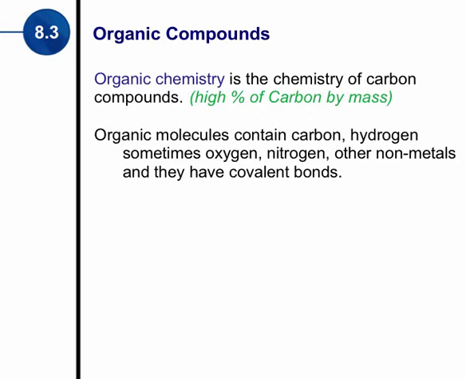We're going to refine this definition a little bit because now we're going to say not just carbon, but it must be carbon and hydrogen. So organic molecules now contain carbon and hydrogen, and they also sometimes have other types of non-metals such as nitrogen, oxygen, etc.